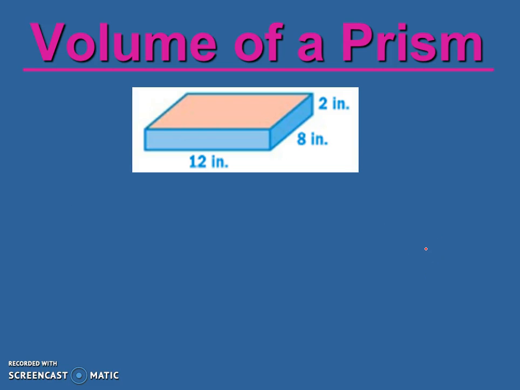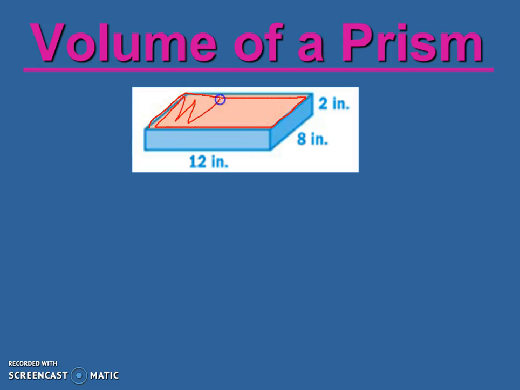All right, let's take a look at another one. So here's another rectangular prism. This time I've got a length of 12 inches, a width of 8 inches, and a height of 2 inches. So if I start by identifying my base, I'm going to use this one that's already colored in red here.